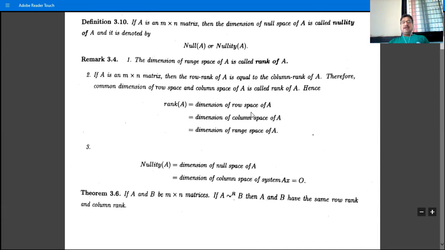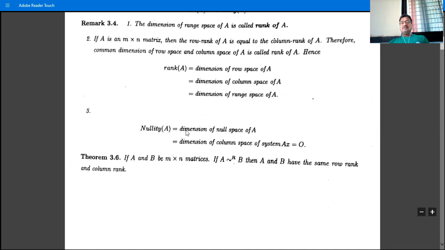So rank of A is the dimension of the row space of A, which is equal to the dimension of the column space of A. Use this sentence: rank of A is the dimension of the row space of A or the dimension of the column space of A. That is called the rank of A. And nullity of A is the dimension of the null space of A, and that is the dimension of the solution space of the system Ax = 0. The null space is the solution space, actually, not the column space.